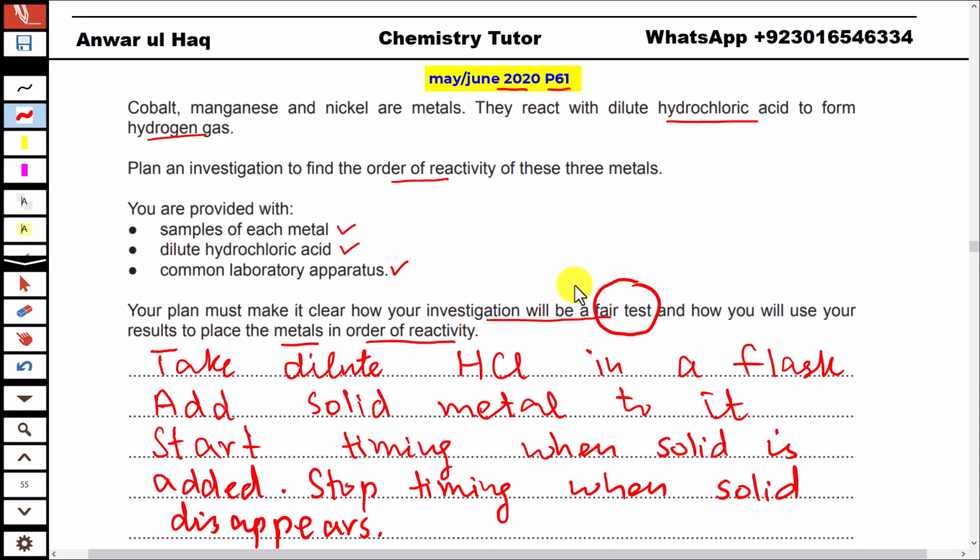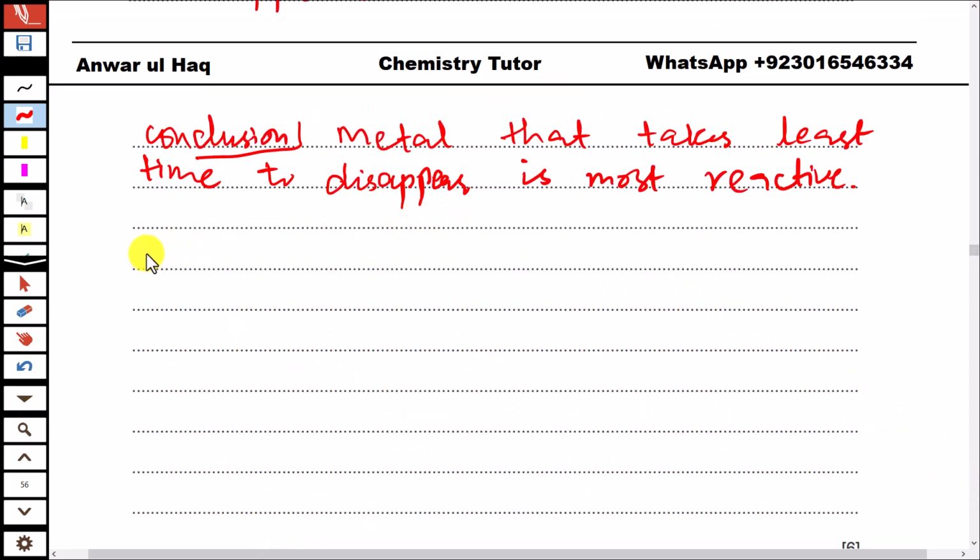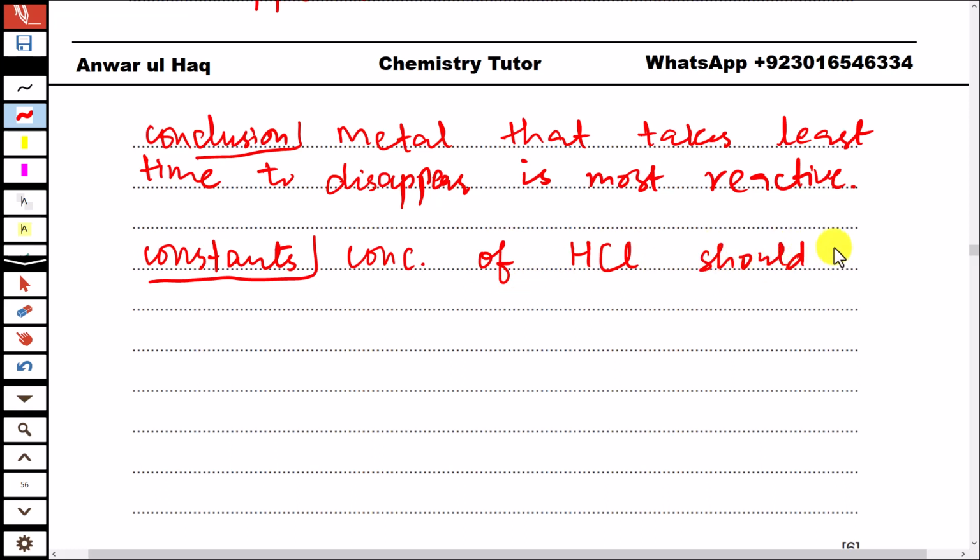For our investigation to be a fair test, we have to keep some things constant in all the three experiments. So you have to talk about constant factors in this experiment. First, the HCl that you are using, its concentration should be same. Concentration of HCl should be same in all the three experiments.